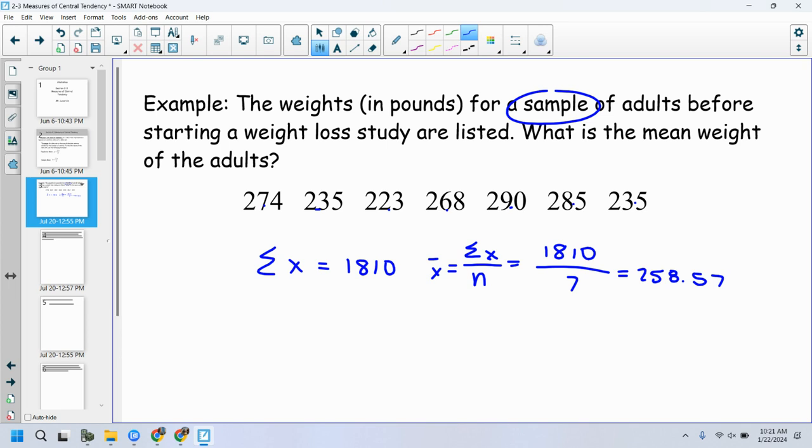People always try to round it to the nearest whole person or whole thing. You don't need to do that when you're talking about statistics, because it's not actually talking about a concrete thing. It's just talking about a statistic of that sample. Okay. So X bar in this case is 258.57. That is the average weight of those 7 people before starting this weight loss drug.